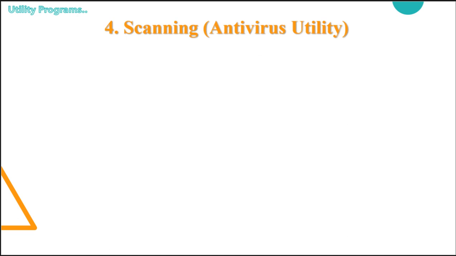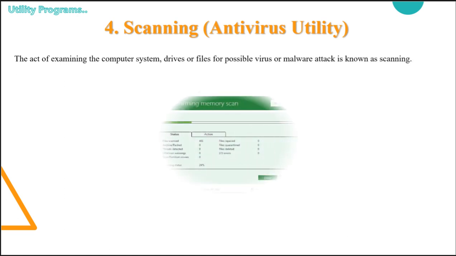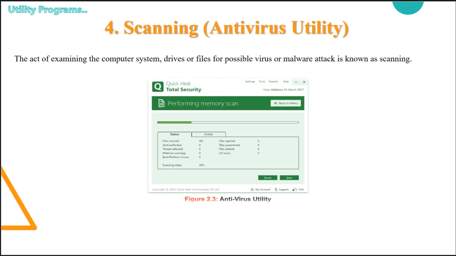Fourth, we have scanning, or we can say antivirus utility. Scanning, the act of examining the computer system, our drives or files for possible virus or malware attack, is known as scanning. And this scanning is done by antivirus utility. The utility provides protection to your computer against virus attacks. So it includes tools to recover lost files and protect your machine against a system failure.